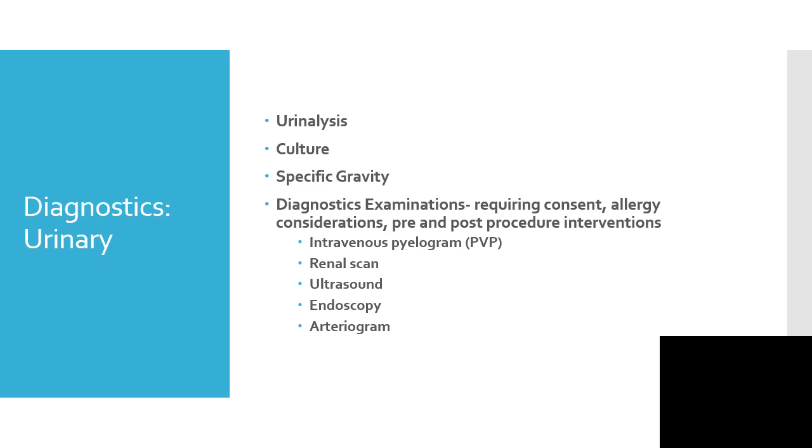An intravenous pyelogram, or IVP, looks at all the structures in the urinary system. It involves IV injection of contrast. Ultrasounds, we're looking for gross abnormalities within the renal system, within the kidneys, within the ureters, the tubules. And then endoscopy uses a scope, and it really helps visualize possible tumors or obstructions within the renal system.